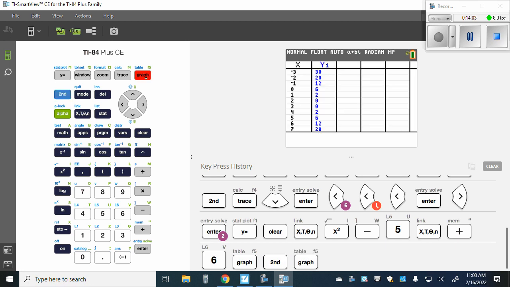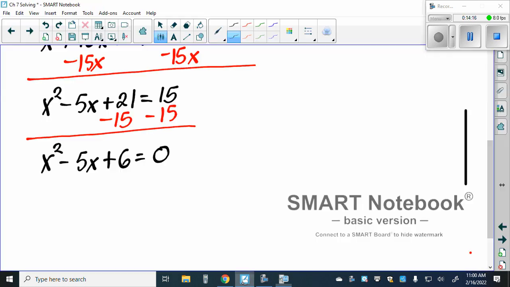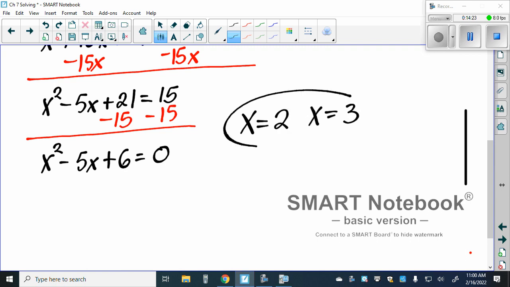If I go second graph, I'm trying to see what value of x is going to make the y value be 0. Well, okay, there are two of them at 2 and 3. So what that tells me is that the solution for this here is that x is equal to 2 and x is equal to 3.